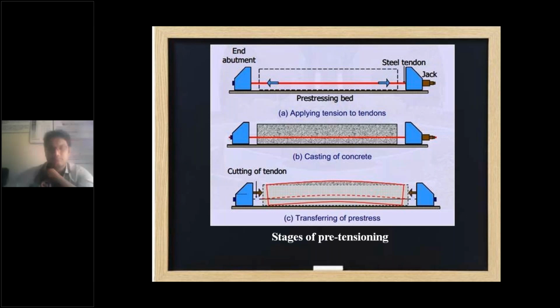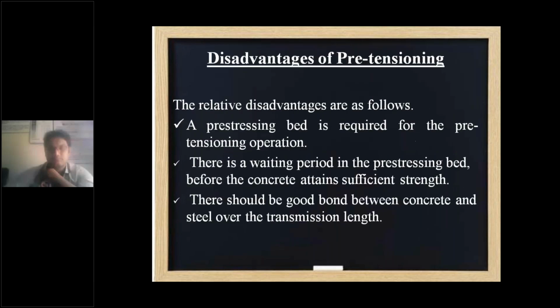Before going to the application, you have to make sure what is the bond strength of this wire or the strand to the concrete, and the bond strength we also have to check. Okay, so bond strength is very, very important. If there is no proper bond strength, the load can't be carried, the transmission length can't carry the load. Okay, that is the disadvantage.